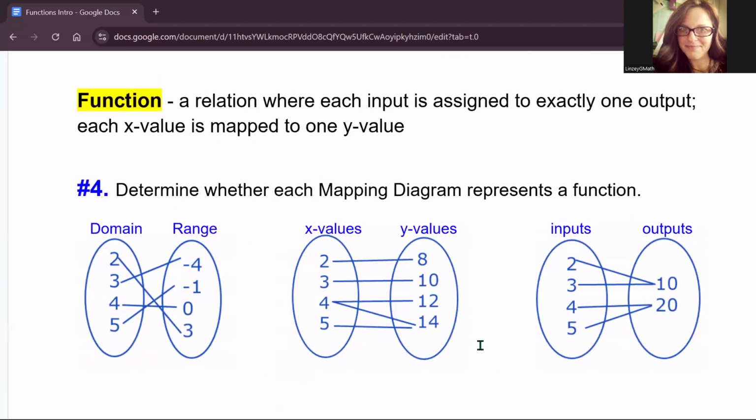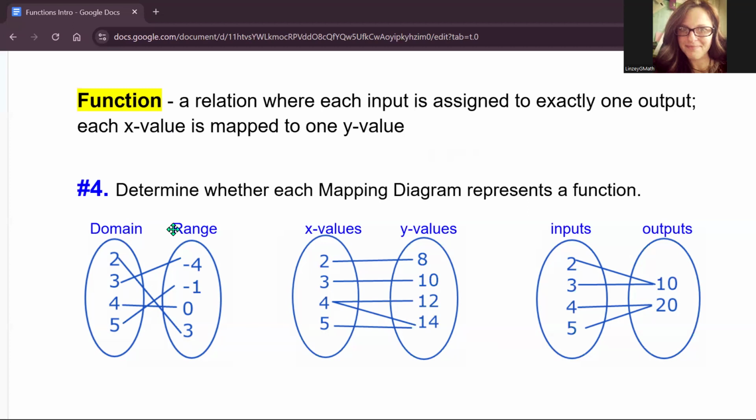Number 4. So we've been talking a lot about functions. What is exactly a function? Well, a function is a relation where each input is assigned to exactly one output. Each x value is mapped or assigned to one y value. And we'll take a look at these 3 mapping diagrams and see which one represents a function based on the definition.